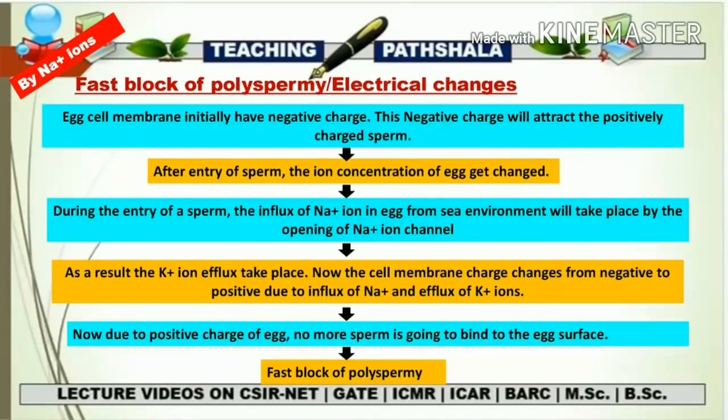Now let's start with the first step. The egg cell membrane initially has a negative charge. This negative charge will attract the positively charged sperm. So now you know the reason behind both of them, why the egg has a negative charge and why the sperm has a positive charge.